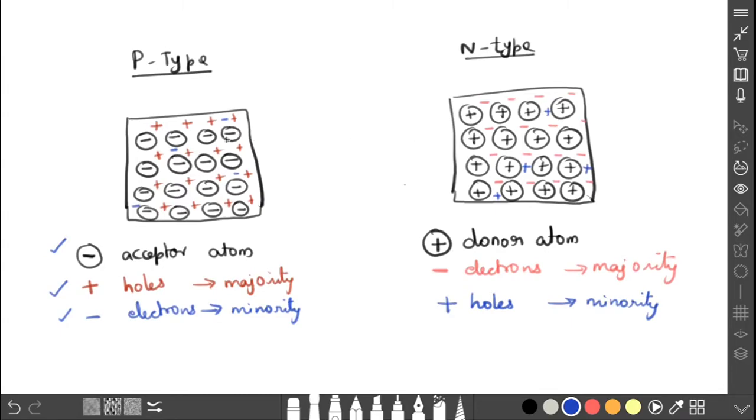The negative sign with the circle represents the acceptor atom, a plus symbol represents holes, and a negative symbol represents electrons. So in p-type, holes are the majority and electrons are the minority.